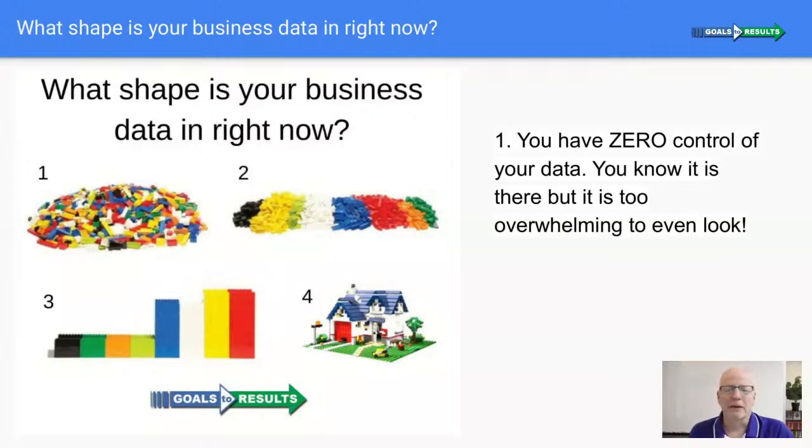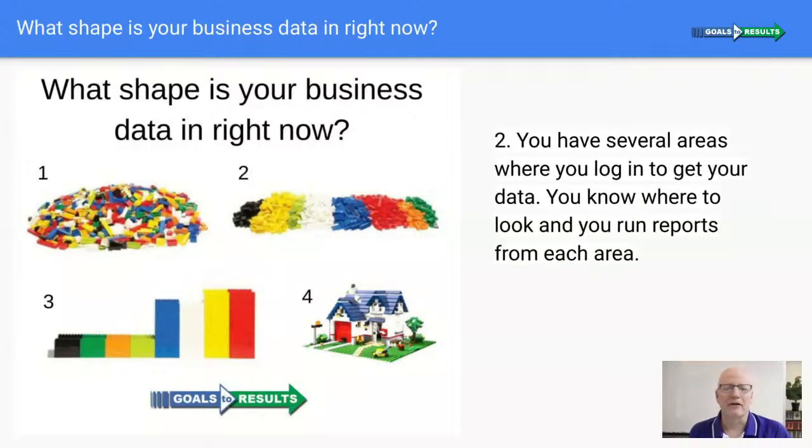Okay, fine. Your second level is that now you have several areas where you log in to get your data, and you know where you can look at those reports, and you run some reports and you figure out, okay, I'm starting to see where my data is coming from, but that's it. You're not linking them all together. You probably have 6, 7 different logins.